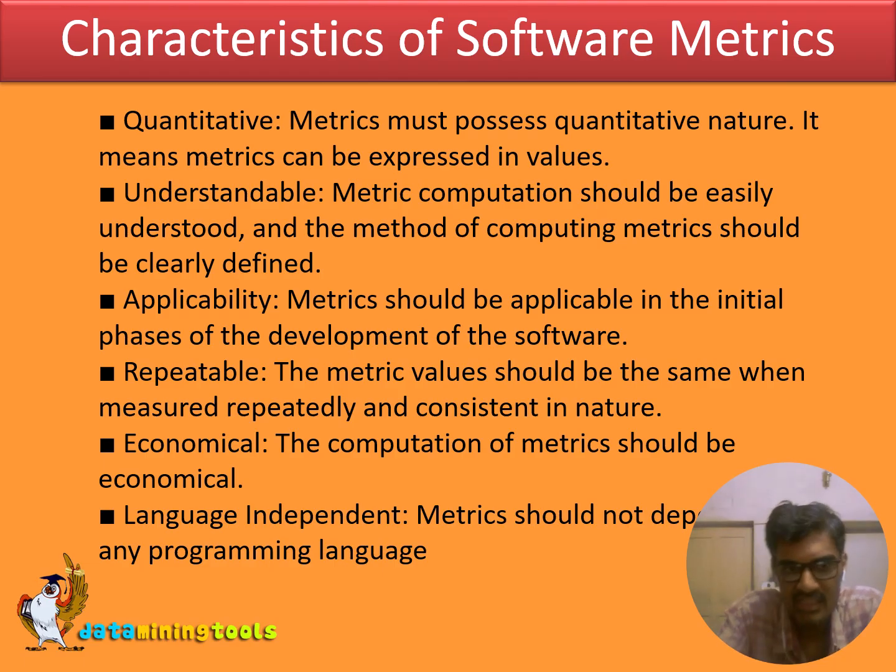Characteristics of software metrics. So what are the different characteristics of the software metrics? First is quantity. Metrics must possess quantitative nature. It means metrics can be expressed in values or numbers. Understandable. Metrics computation should be easily understood and the method of computing metrics should be clearly defined. Applicability. Measures should be applicable in the initial phase of the development of the software. Repeatable. The measure values should be the same when measured repeatedly and consistent in nature. Economical and language independent.